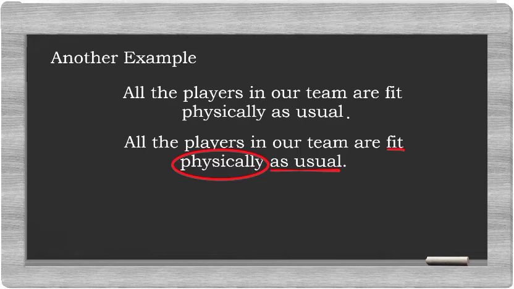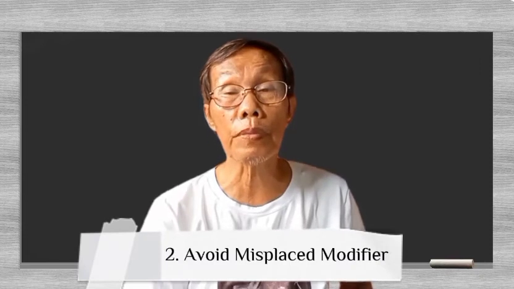Here is another example of a case of a squinting modifier. All the players in our team are fit physically as usual. Physically either modifies fit or as usual. To make the sentence clearer, we can have it this way: all the players in our team are physically fit as usual. Para sa ganun, yung fit lang ang mamomodify. Kasi kung pinagtabi mo itong physically dun sa fit at as usual, i-modify niya yung dalawa. So avoid squinting modifiers. Another one is avoid the use of misplaced modifiers.